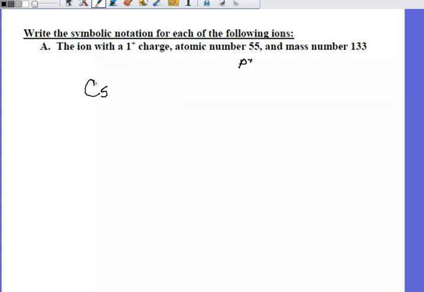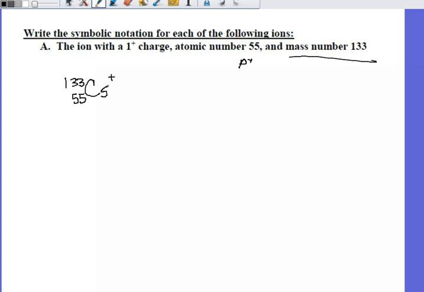And then I know that its mass number is 133 atomic mass units. 55 is its number of protons, or its atomic number. And it has a charge of +1. So if we have a charge on an atom, which makes it an ion, then we put that charge to the right of the symbol, superscript up here.